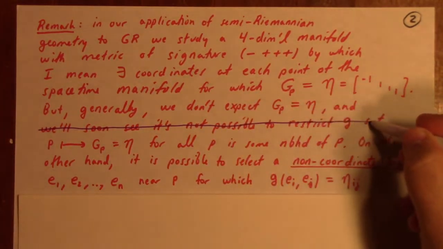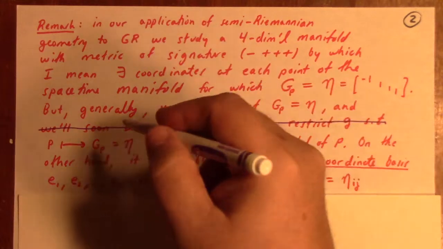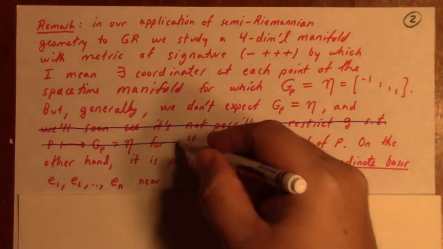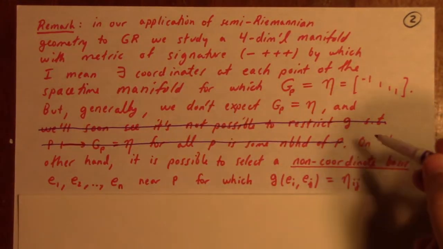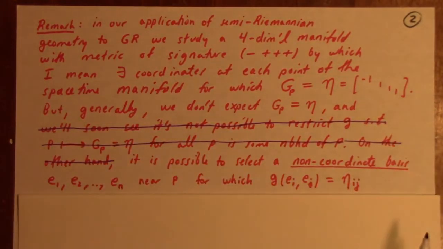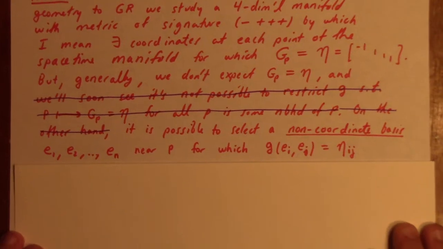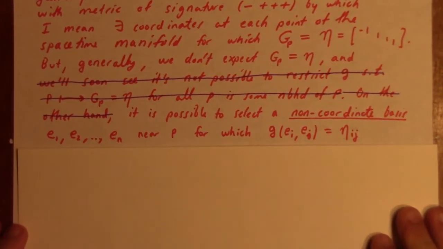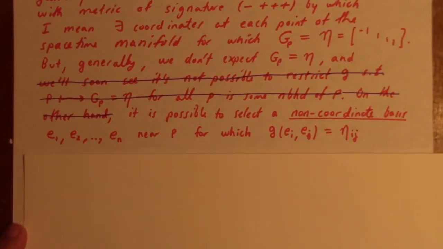Well, let's just keep crossing out. Okay, there we go. It is possible to select a non-coordinate basis, e_1 through e_n, near p, for which g(e_i, e_j) is eta_ij.